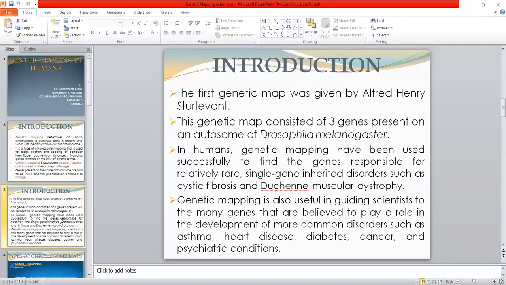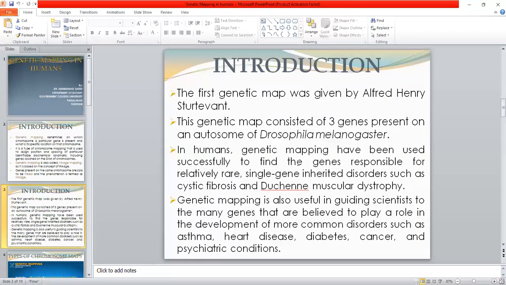The first genetic map was given by Alfred Henry Sturtevant, a student of Thomas Hunt Morgan. The experiments which laid down the foundations of chromosome mapping were started by Thomas Hunt Morgan, a famous geneticist. After analyzing the results of these experiments, his student Alfred Henry Sturtevant gave the first genetic map. This genetic map contained three genes present on an autosome of Drosophila melanogaster.